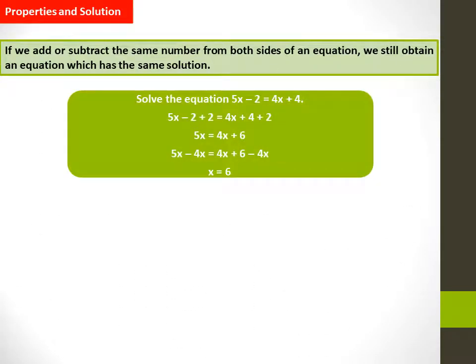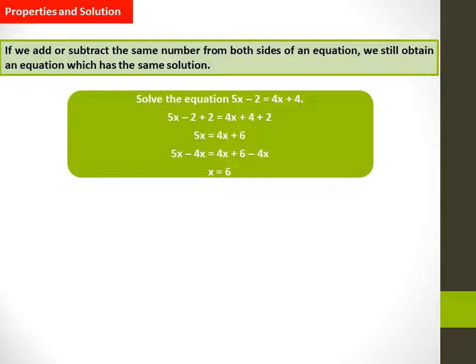If we add or subtract the same number from both sides of an equation, we still obtain an equation which has the same solution. Let's solve the equation 5x minus 2 equals 4x plus 4. Add 2 to both sides. 5x minus 2 plus 2 equals 4x plus 4 plus 2. Then 5x equals 4x plus 6.